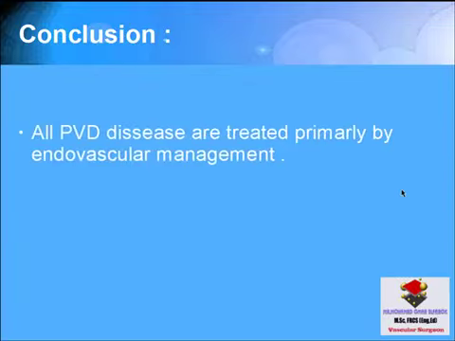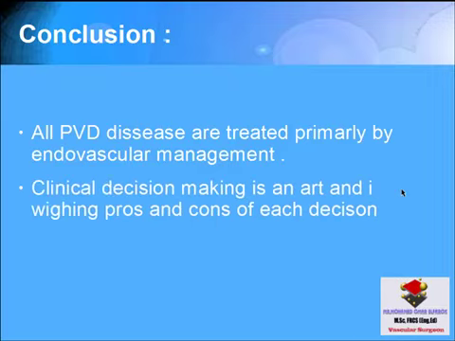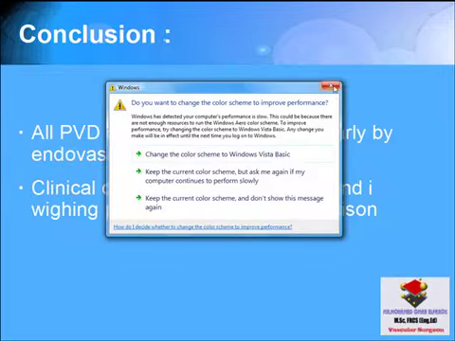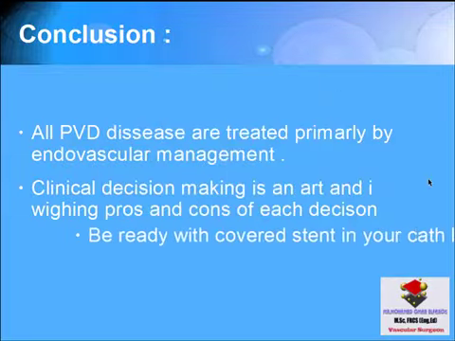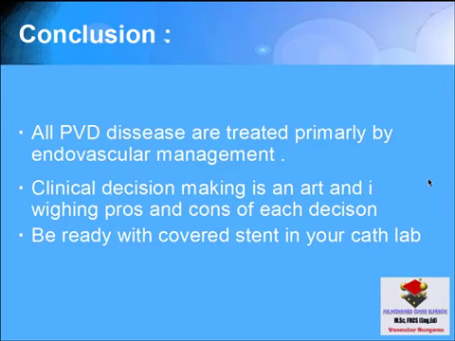My conclusion and take home message is that all peripheral vascular diseases are treated primarily by endovascular management as the first option. Clinical decision making is an art, and you must weigh the pros and cons of each decision you are making, and be ready with the covered stent in your cath lab. I think a peripheral covered stent, and a renal covered stent again, is essential in cases of rupture of the superficial femoral artery or renal artery.